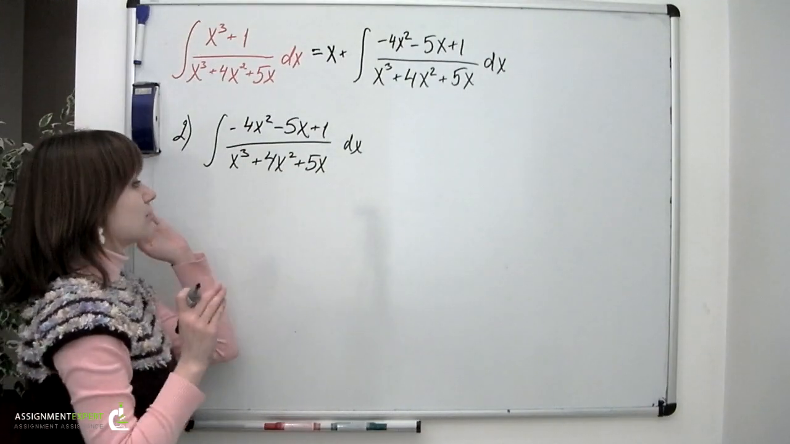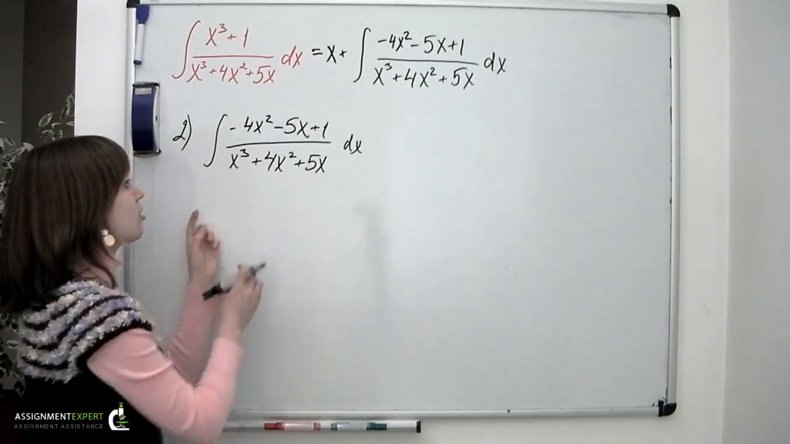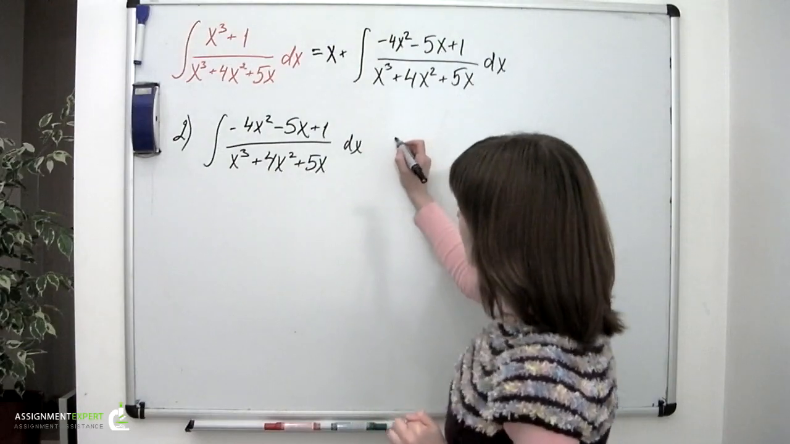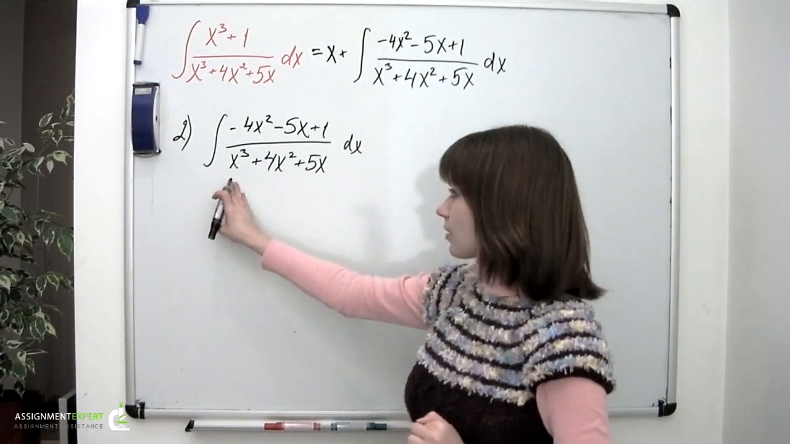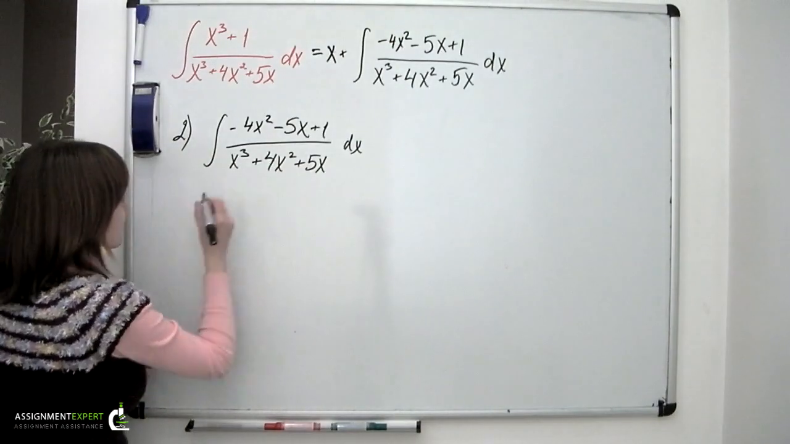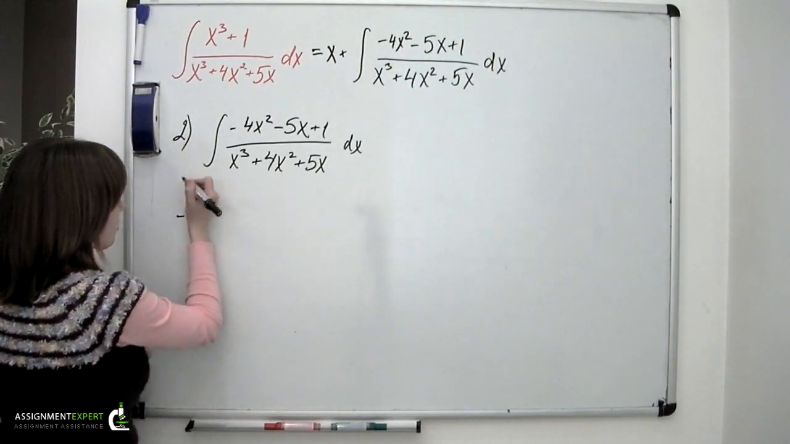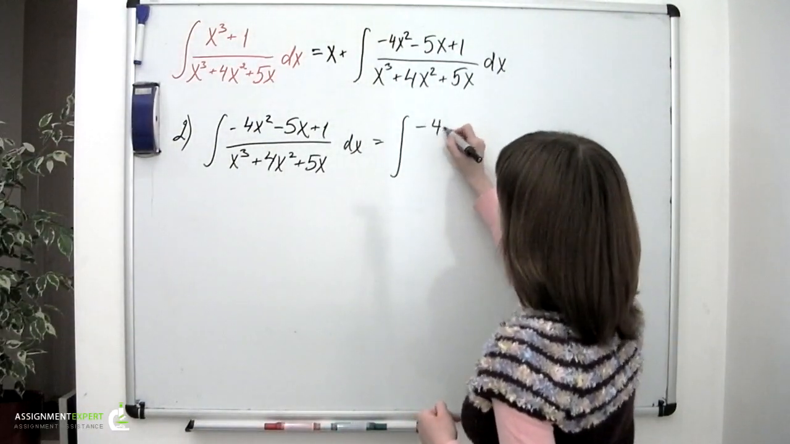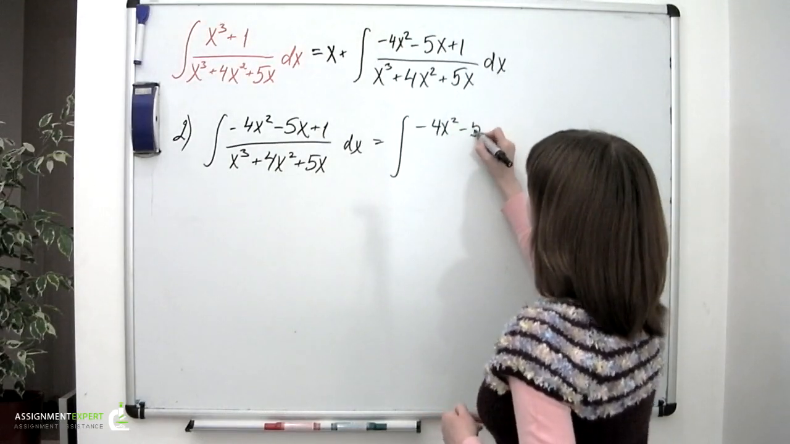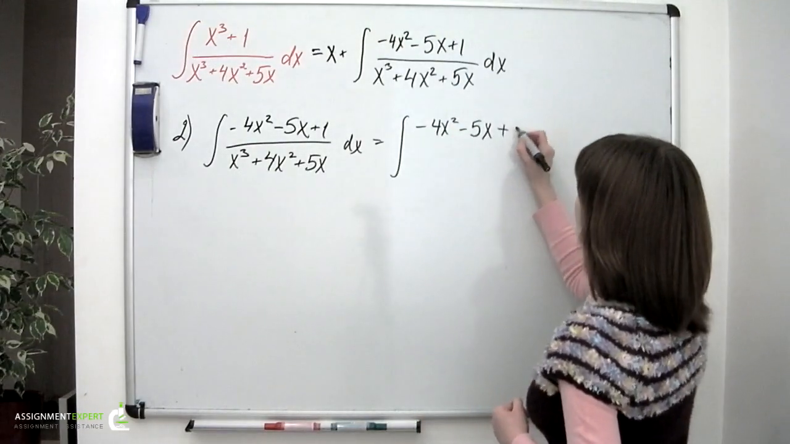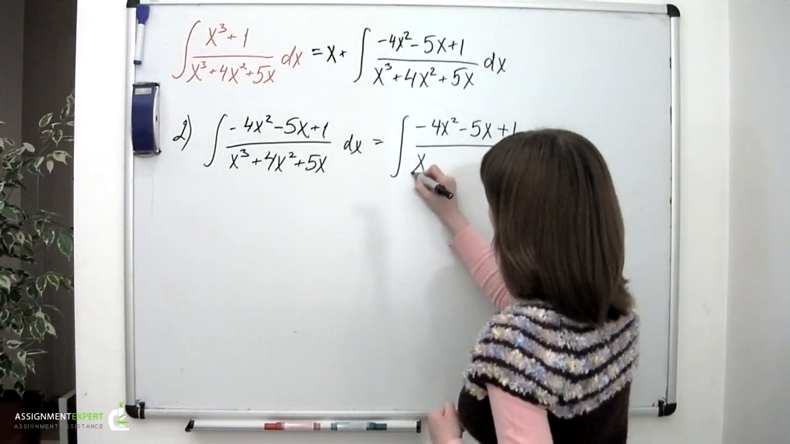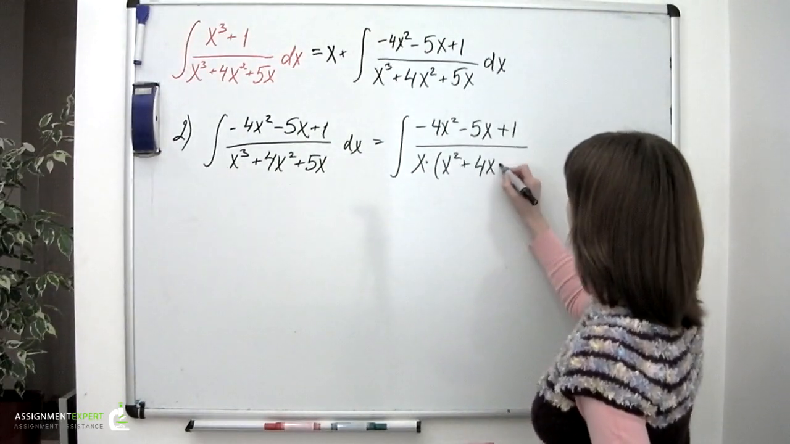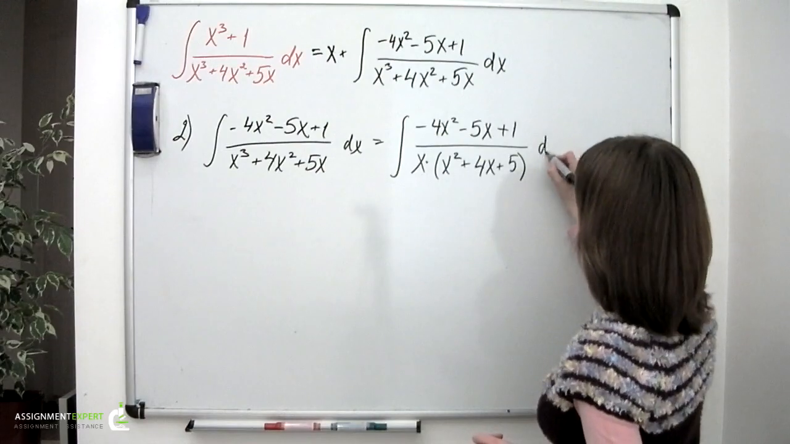The first thing to do to use this method is to factorize the denominator of this fraction. Obviously, the first thing we can do about it is to factor out the x. We'll have the integral of negative 4 times x squared minus 5x plus 1 over x times (x squared plus 4x plus 5) dx.